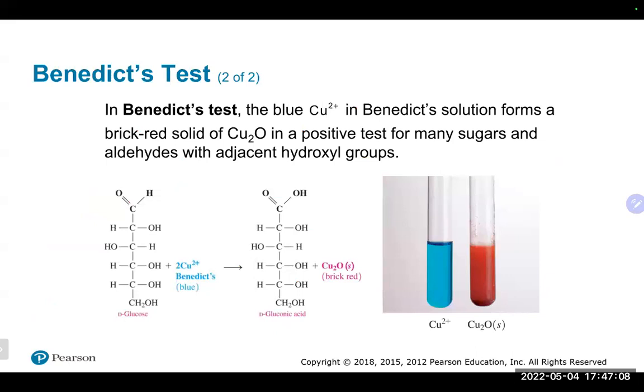So here's some colors and stuff for the Benedict's test. And again, it's sort of a blue reagent because copper 2 is blue. And it's the copper 2 that gets reduced down to copper 1, which makes this, again, in my experience in the lab, more of an orangey color than that color there, but it's sort of an orange reddish type color. And again, that would signify our oxidation of our aldehyde.